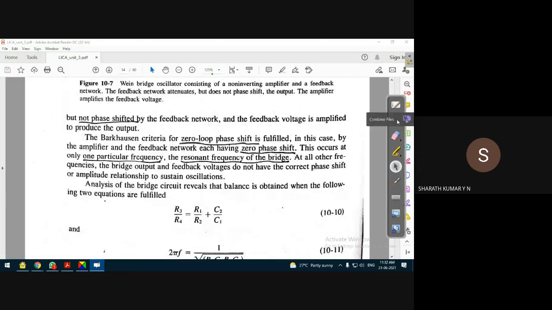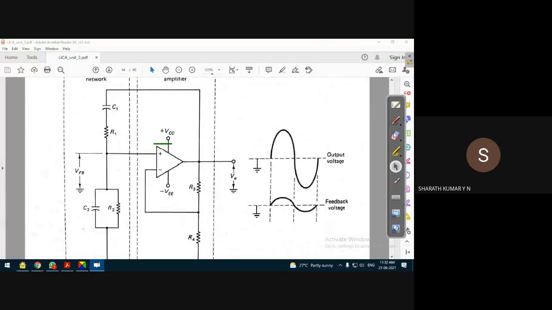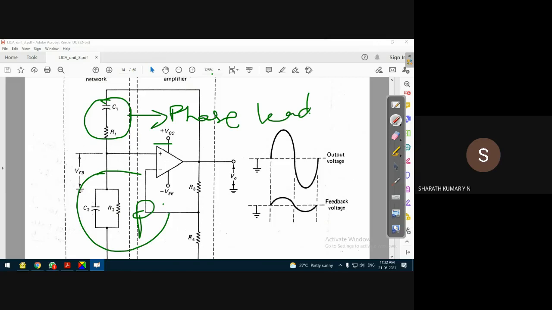So the Barkhausen criteria for zero loop phase shift is fulfilled, because if you observe this feedback network, if one network acts as a phase lead network, the other network will act as a phase lag network. Even if there is a slight phase shift introduced by one network, that will be nullified by the other network. So the total phase shift at this point is zero.